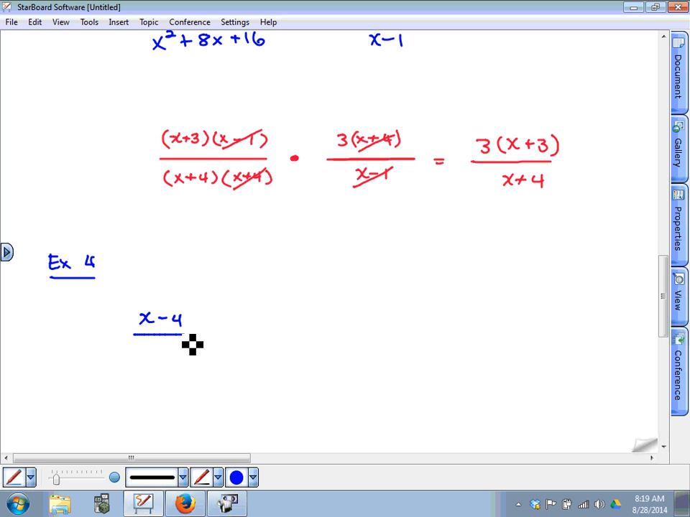So, x minus 4 divided by x squared minus 4, and then a division sign, x squared minus 3x minus 4 divided by x squared plus 5x plus 6.